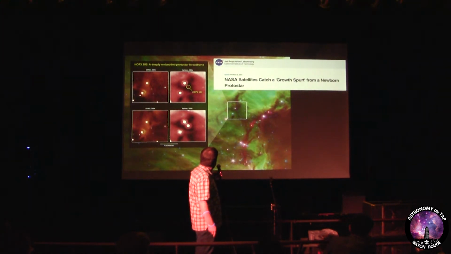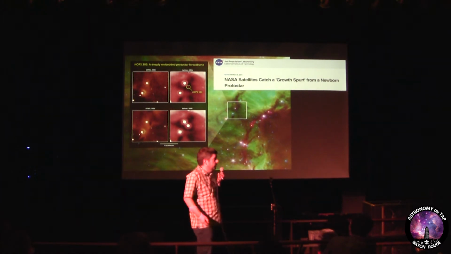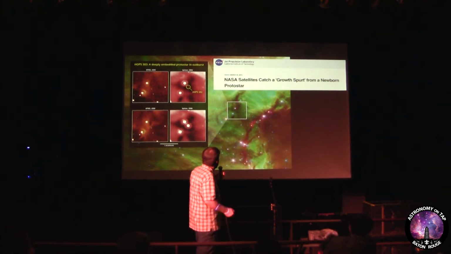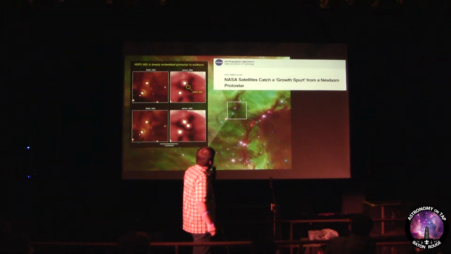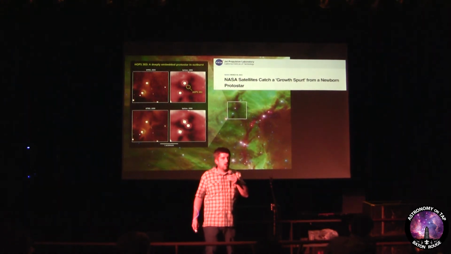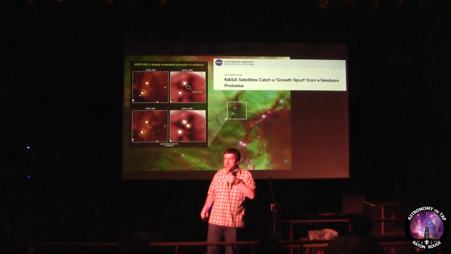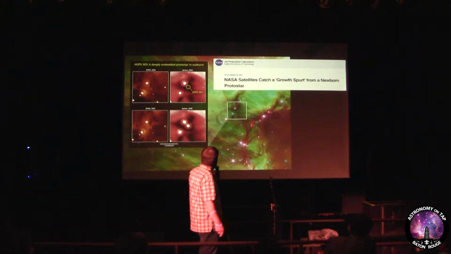And this HOPS 383 was such a young protostar and really remarkable and unprecedented that we got a NASA press release out of it. So here's the region that HOPS 383 lives in, and they said NASA satellites catch a growth spurt from a newborn protostar. This is just a sign that these stars are having unstable disks and accreting big lumps of matter just in the first 100,000 years of their formation.